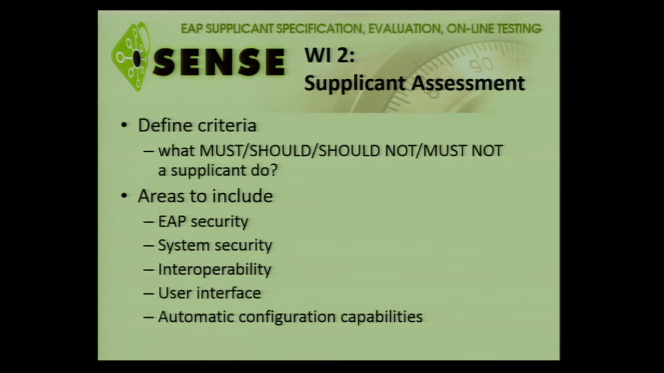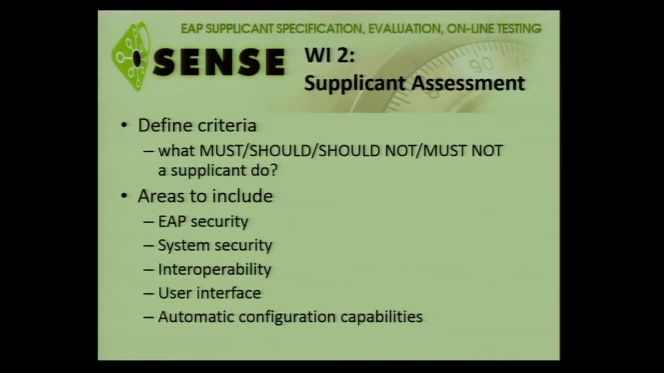So this will become a checklist. Those of you who know the German TÜV might at some point have heard of this one. So basically, we created a checkmark list. What do we like to see? Is it there? Yes or no? And then we assign a score to the supplicant and say, this is a really good supplicant and this is a really bad supplicant.